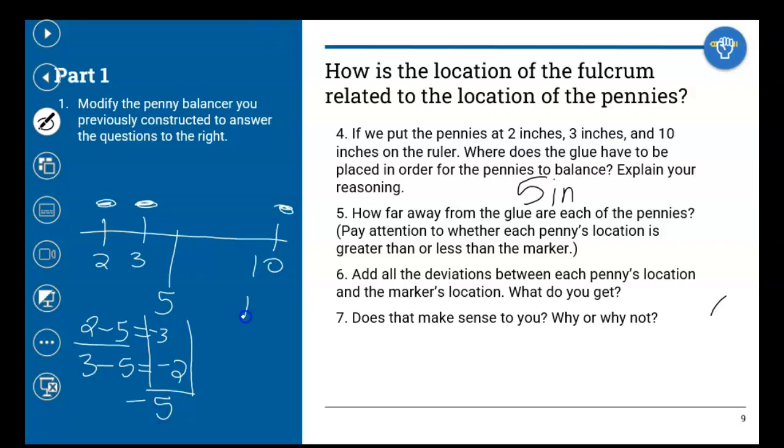Together, what is the distance? -5. What is 10 minus 5? 5. -5 plus 5? 0. Okay? So, that is where the balance should be, okay? All the work I just showed you here is what the answer is for here.